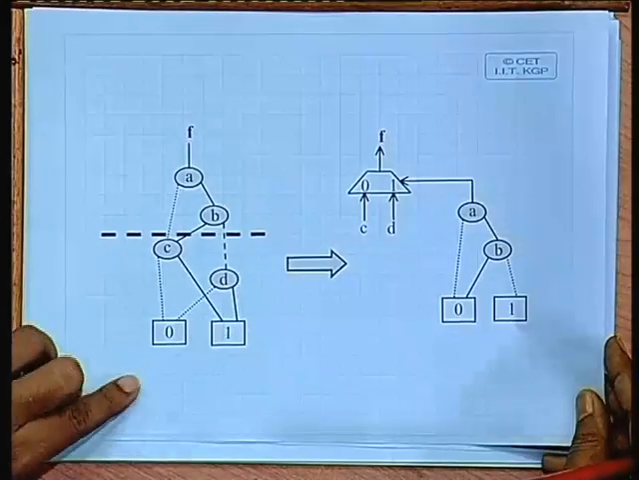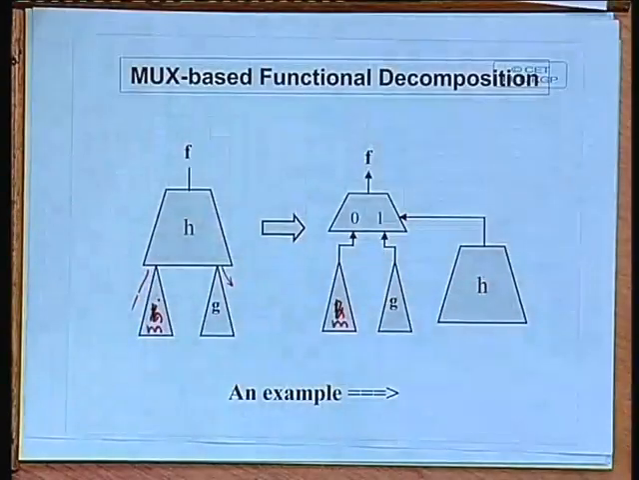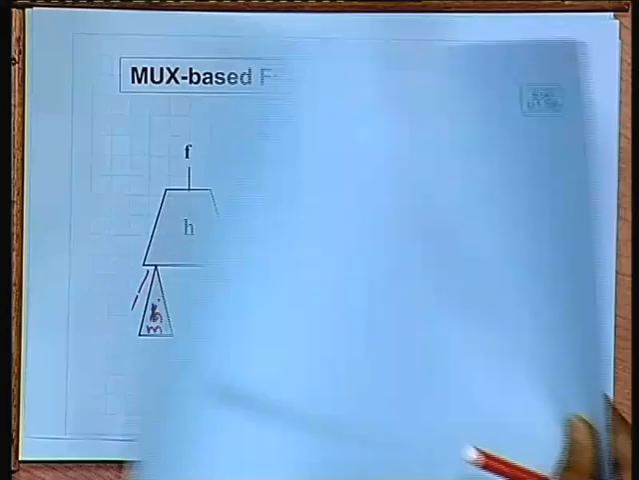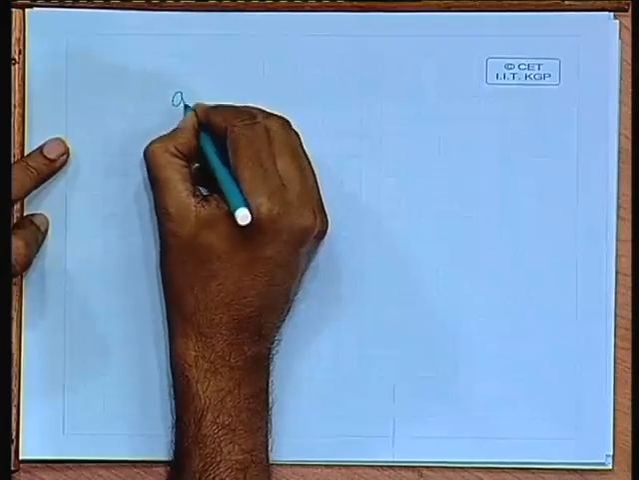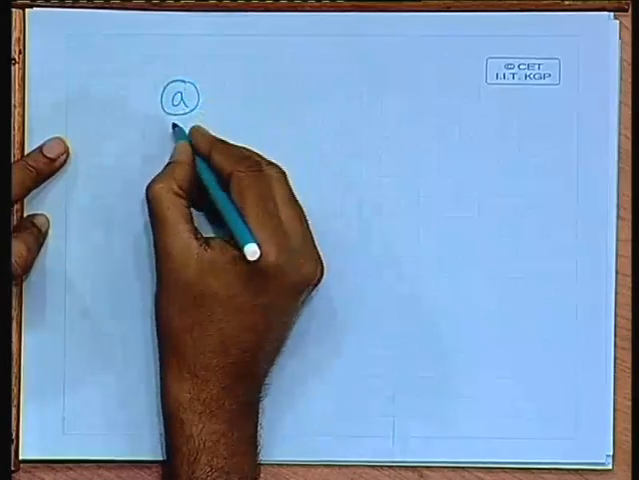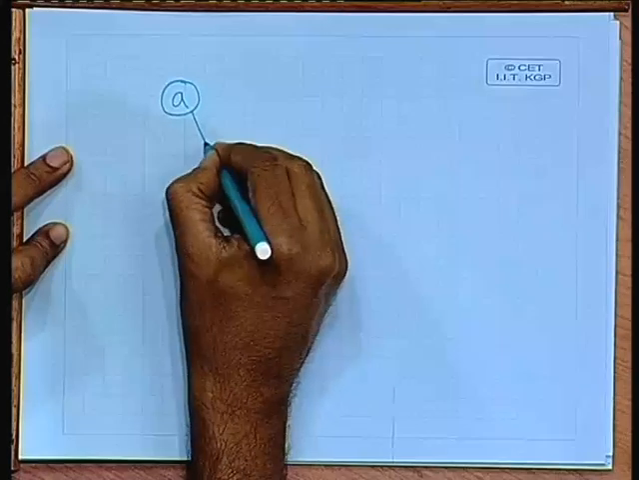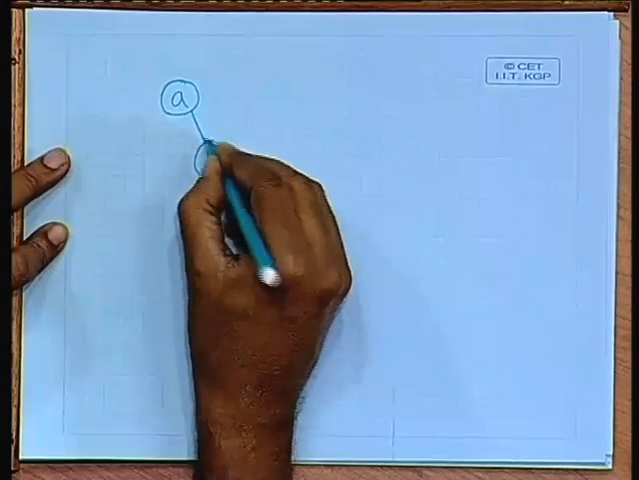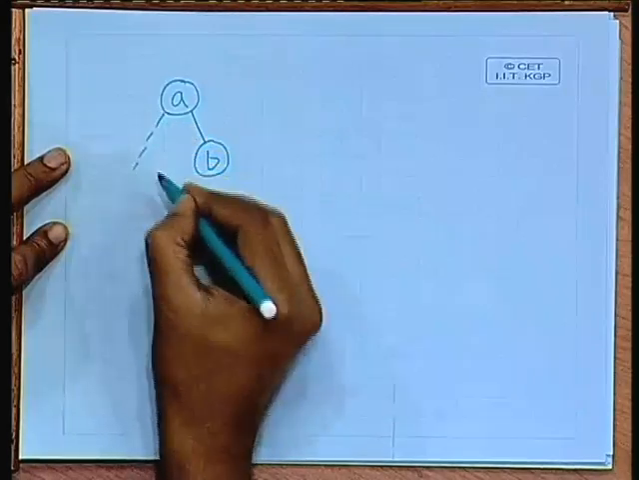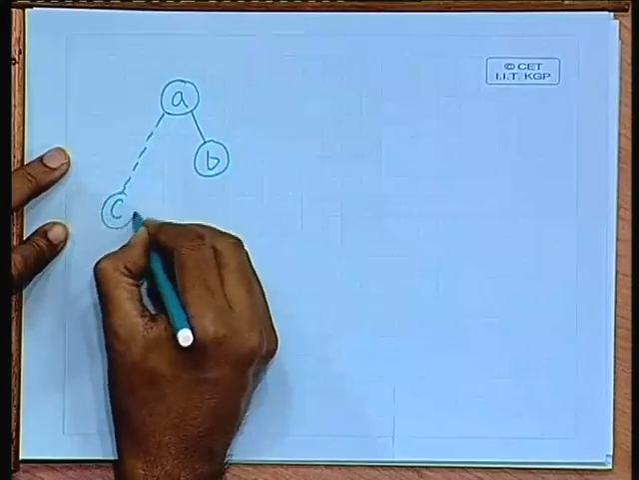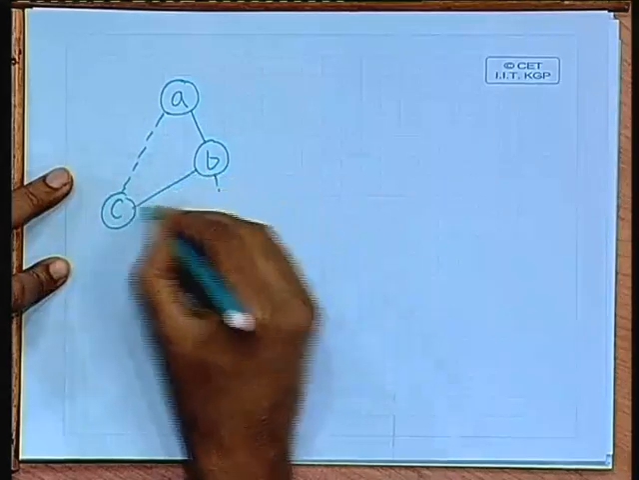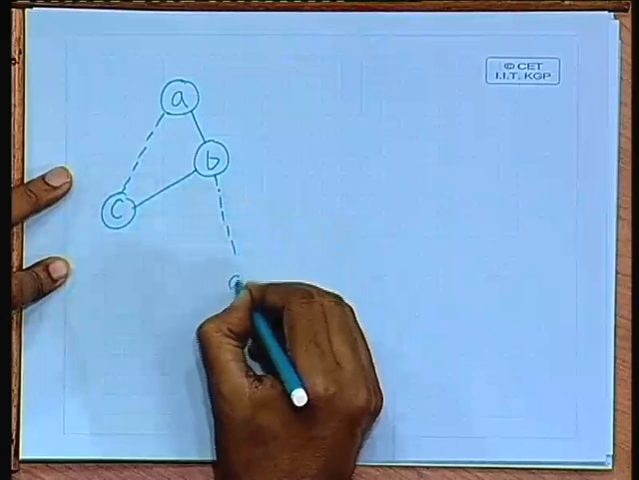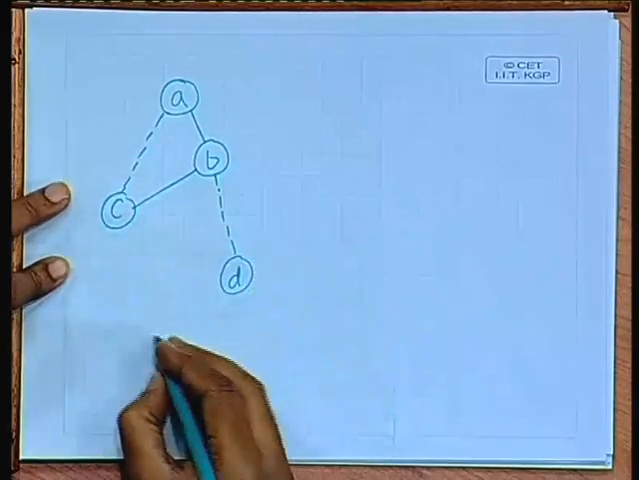Suppose I have a function like, I am just working this out. I will show this diagram after this. I am drawing the BDD straight away. Suppose I have a reduced order BDD which looks like this. It is a 4 variable function.